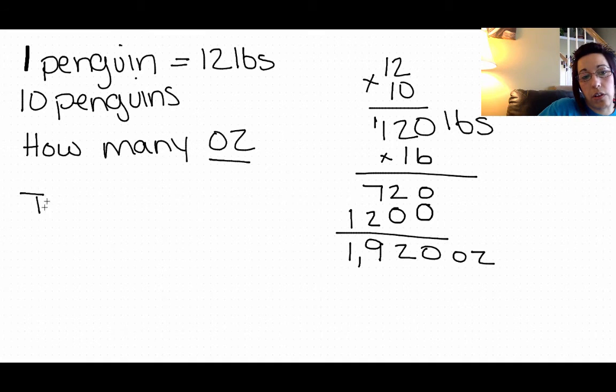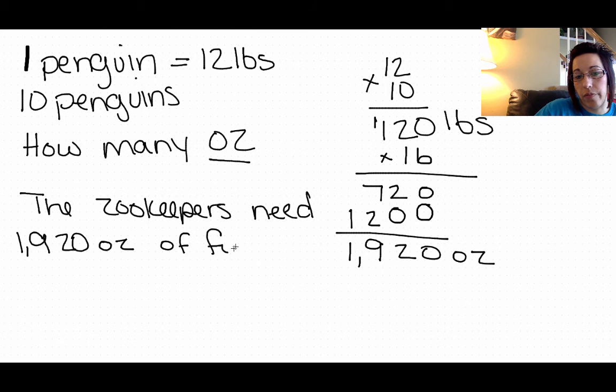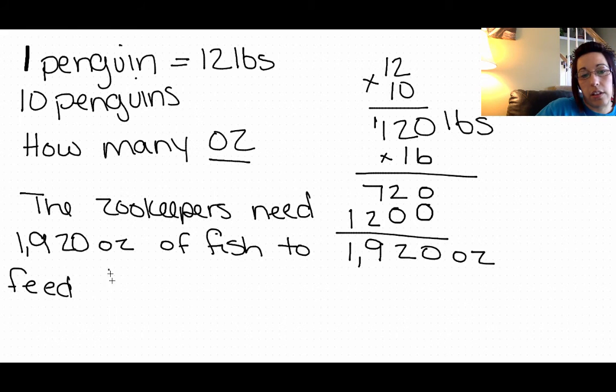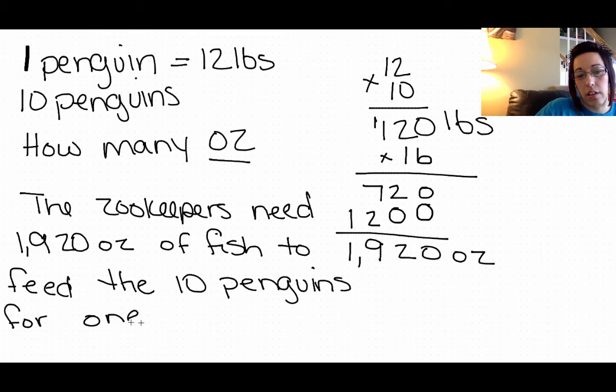Okay, so the zookeepers need 1,920 ounces of fish to feed the 10 penguins for one day. Okay, that completely answers our question.